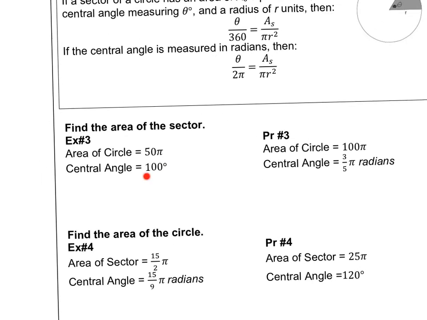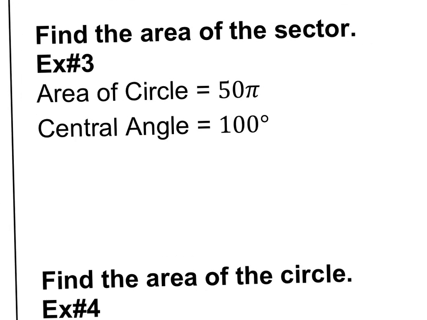Looks like we're starting off using degrees, so I'm going to use this top formula here, and we're going to zoom in. So my central angle is 100, so I'm going to put 100 over 360 equals the area of the sector over the area of the circle. They already gave me the area of the circle. I don't have to figure it out, so it's just 50 pi.